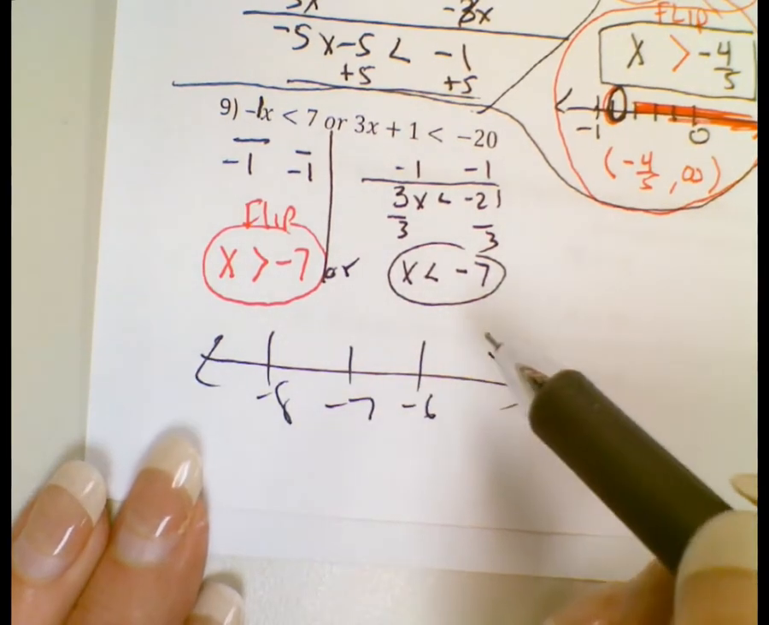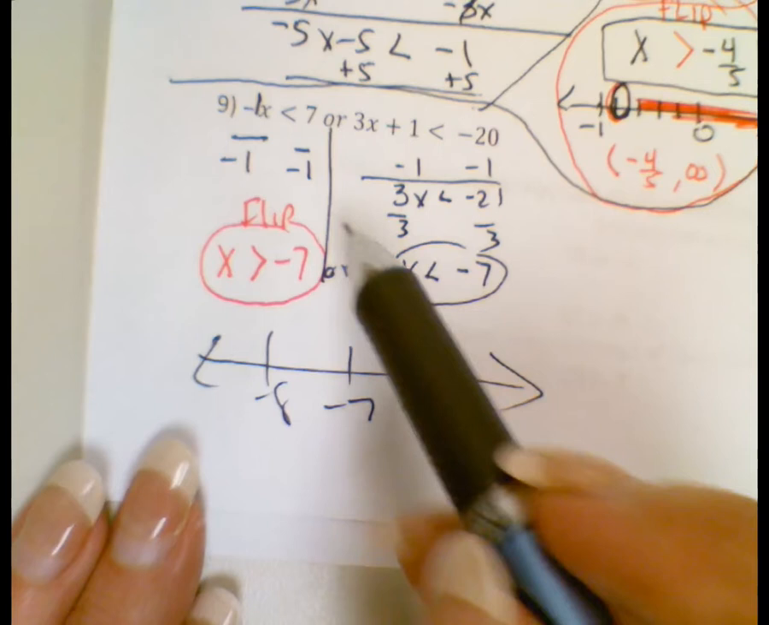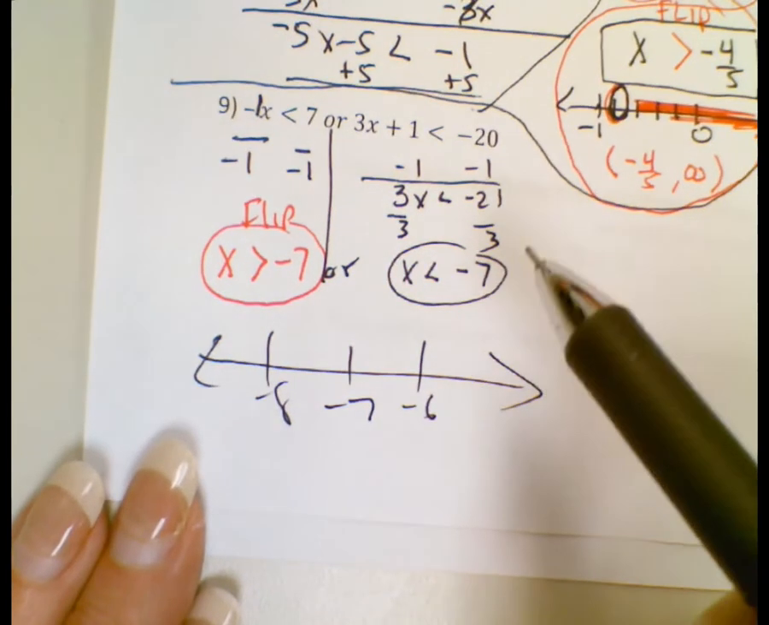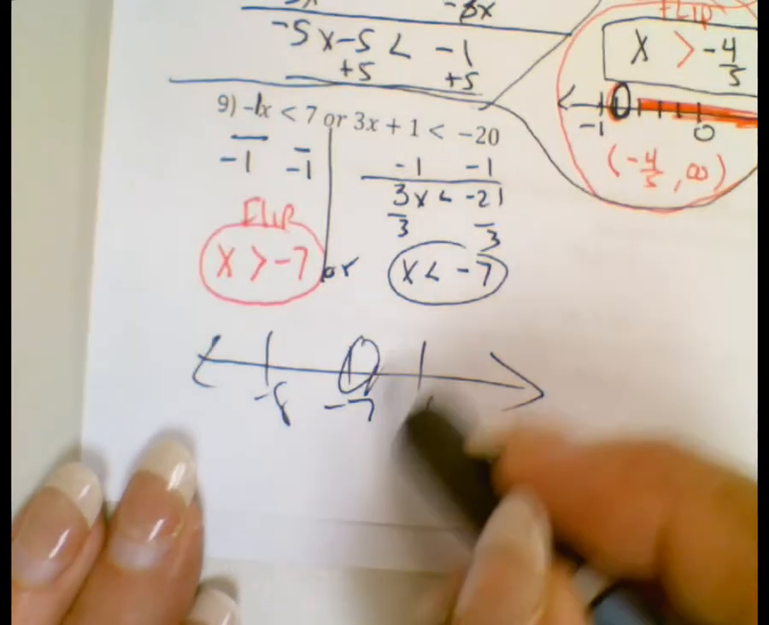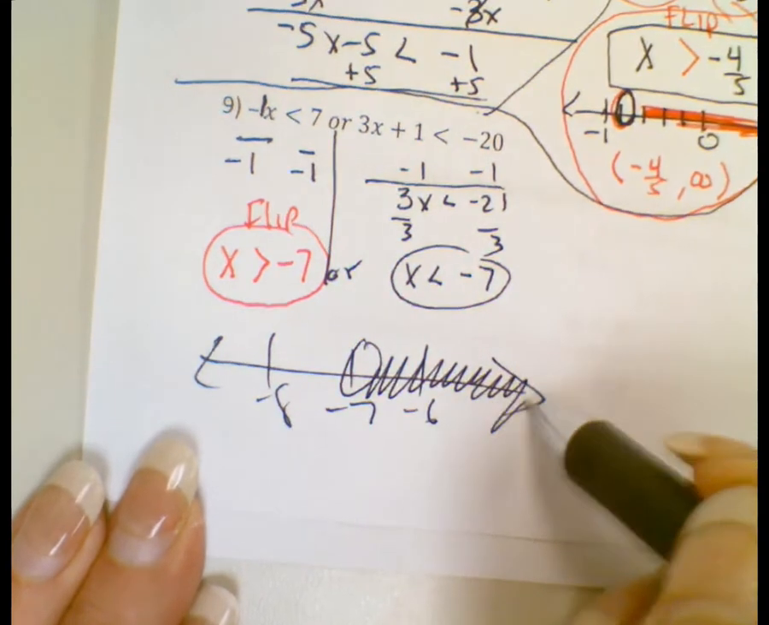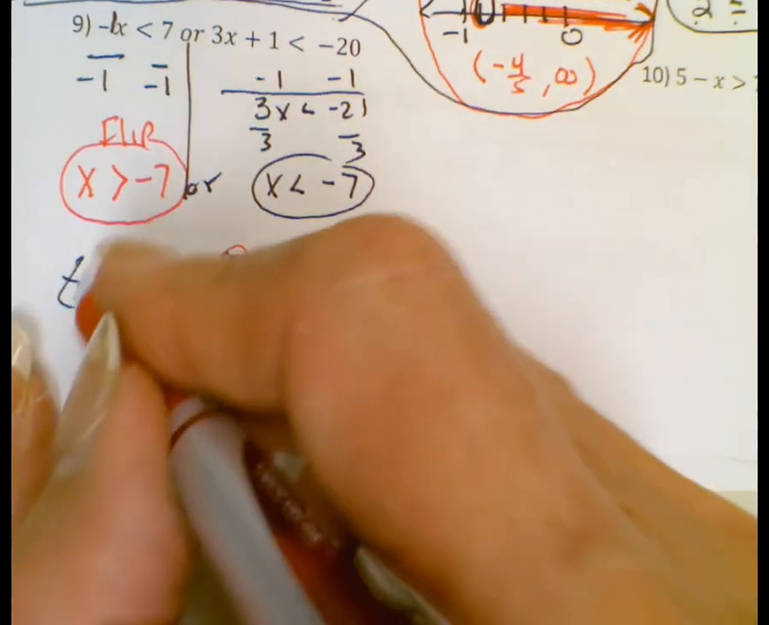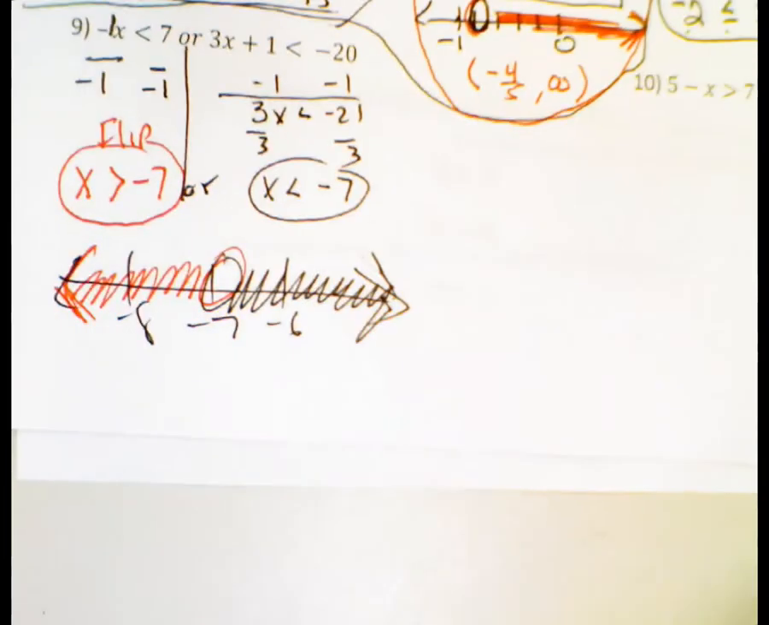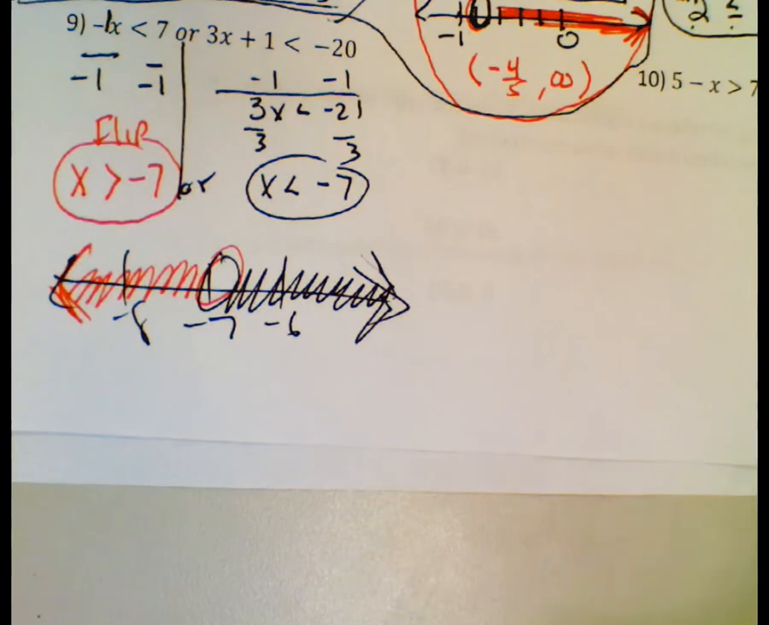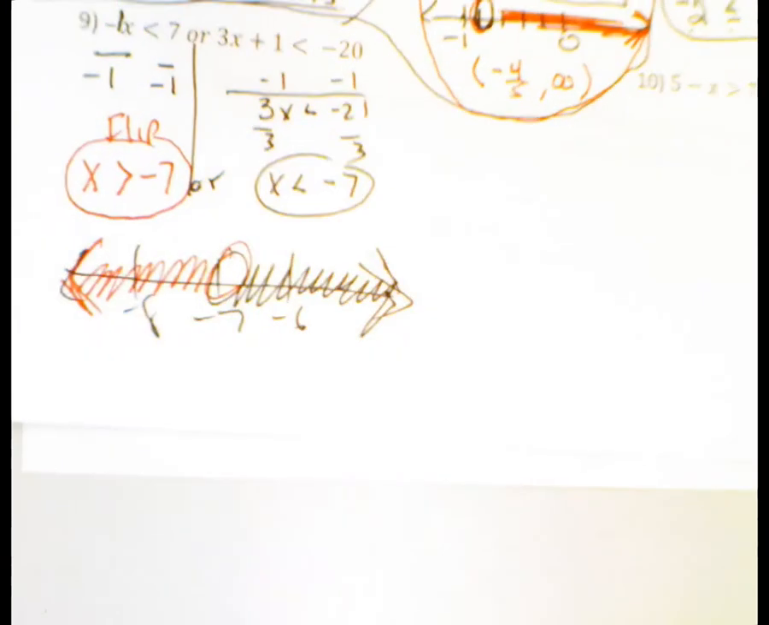So the first one, did I do this right? This one says greater than -7, which is that way. The other one says less than -7, which is this way. So basically it's everything except -7.